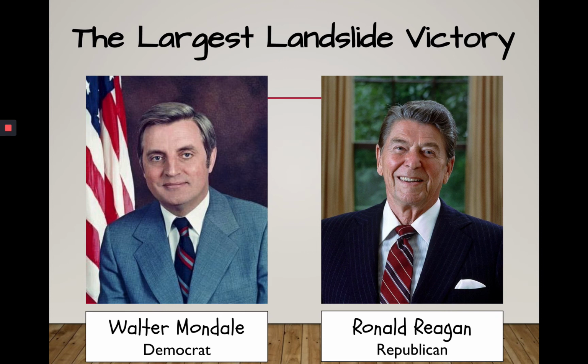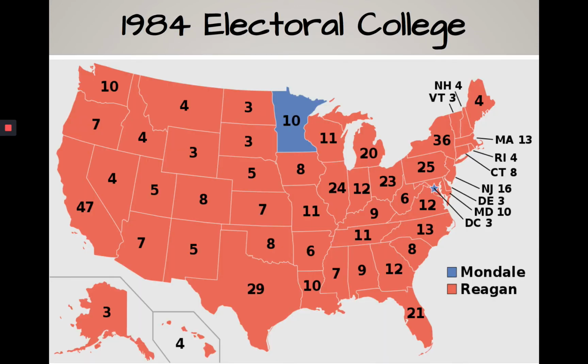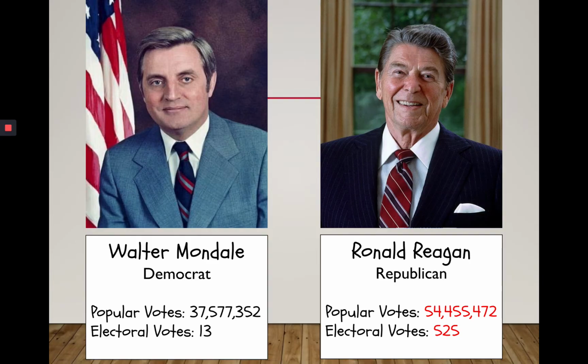The largest landslide in victory, just for fun, was Ronald Reagan versus Walter Mondale. Mondale was a Democrat, Reagan was the Republican. Reagan totally dominated. This is the first election I can remember, and I remember Reagan was a very popular president at the time. So that is the worst landslide. It can happen where one candidate just dominates.